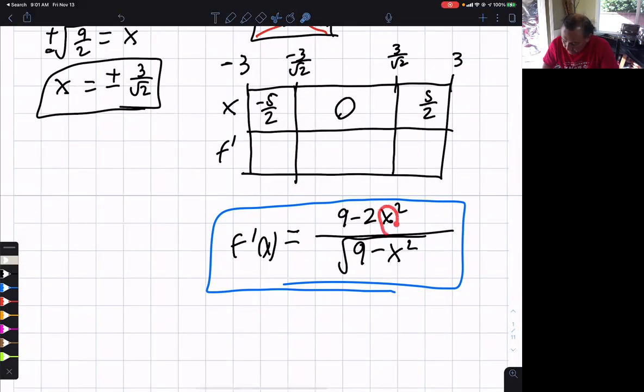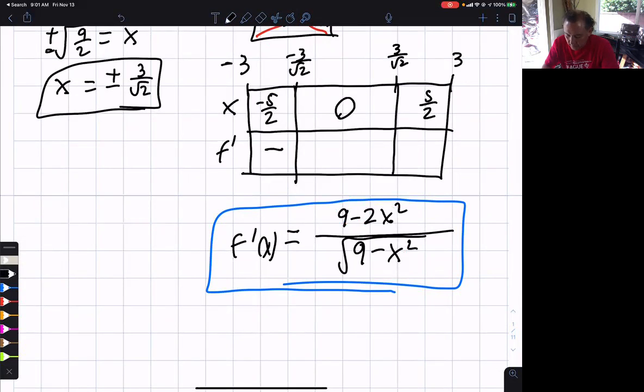If you put in negative 5 over 2, that's going to be 25 over 4. It's going to be 6.25. 9 minus 6.25 is positive. If I put 5 over 2, that's 25 over 4. 9 minus, what's 25 divided by 4? 6.25, 9 minus that is going to be positive. The bottom will always be positive. So the top is positive, the bottom is positive. Therefore, the derivative is positive in that region.